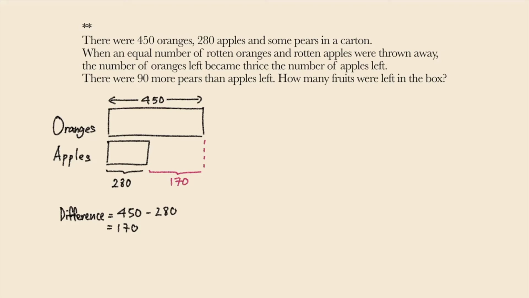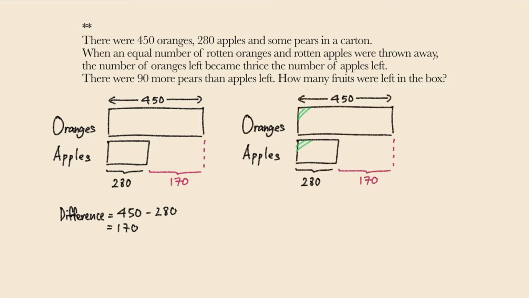Well, there were 450 oranges, 280 apples, and an unknown number of pears. First thing we can do is find out the difference, which is 170 between oranges and apples. Next, I'm going to show an equal number of oranges and apples being thrown away. So shaded away and shaded away.